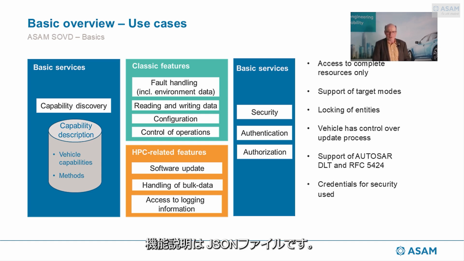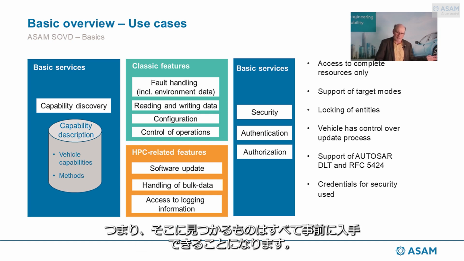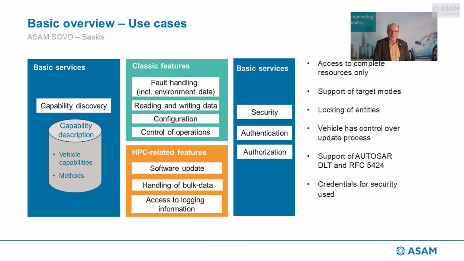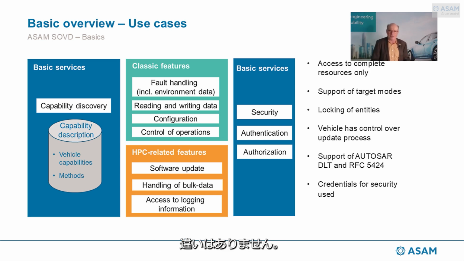The capability description is a JSON file, and this JSON file gives you an overview about the entities, the resources, the data types of the entity resources, the value range, keys, and so on. The capability description you can use offline. This means you have in advance everything available what you will find. There you have also an overview which methods are available and supported. And we have also the possibility to use it as an online capability description. It's the same format, it's not different.